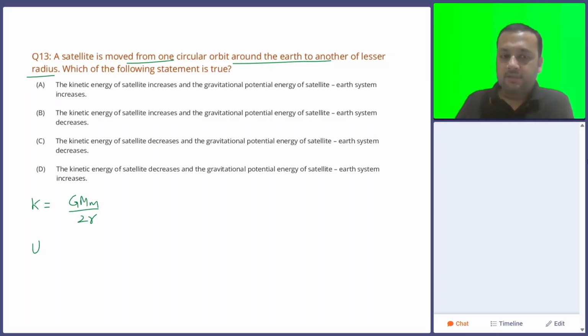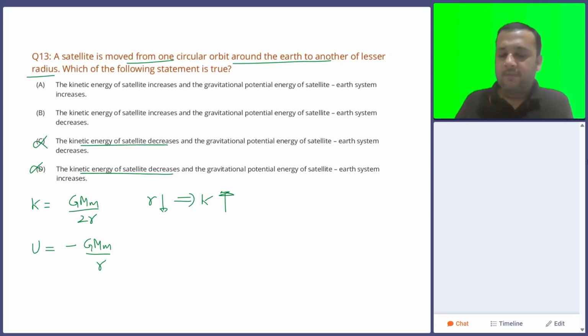And potential energy, you should try to understand, is negative first of all, and it's double of the kinetic energy. That means minus GMm by R. This is the value of the potential energy. Now notice that here the radius is decreasing. So as R decreases, kinetic energy will increase. Very obvious, because kinetic energy is inversely related to R. So options C and D become wrong because they are saying that kinetic energy will decrease. But we know that kinetic energy will increase.